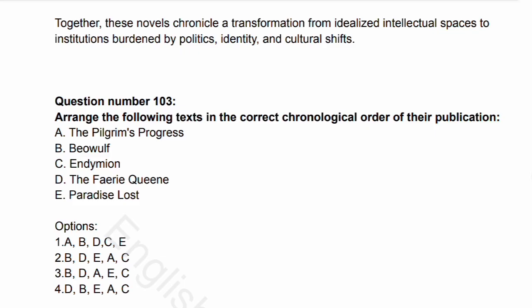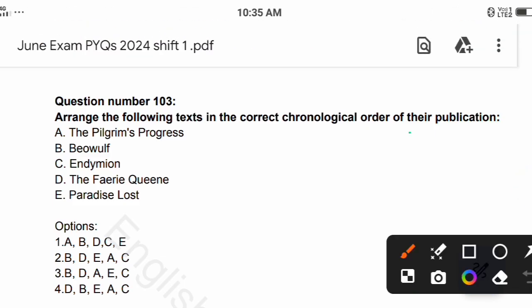Next question, arrange the following texts in the correct chronological order of their publication. Again you have to arrange them in chronology as per their publication. So option A, you have The Pilgrim's Progress. B, you have Beowulf. C, Endymion. D, The Fairy Queen. And E, Paradise Lost. Options you can see A, 1, 2, 3, 4. What could be the correct answer?